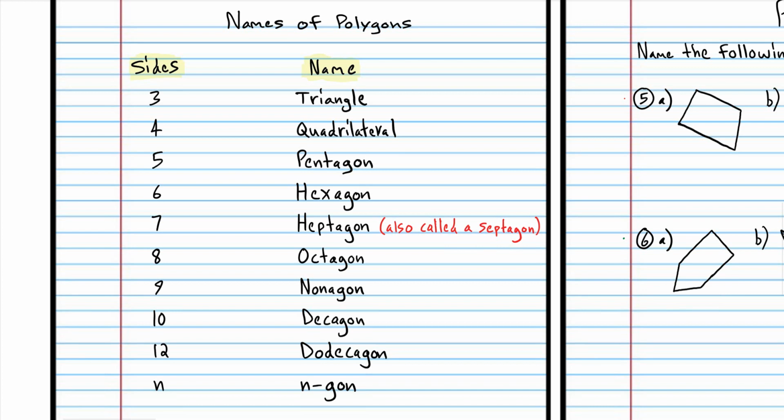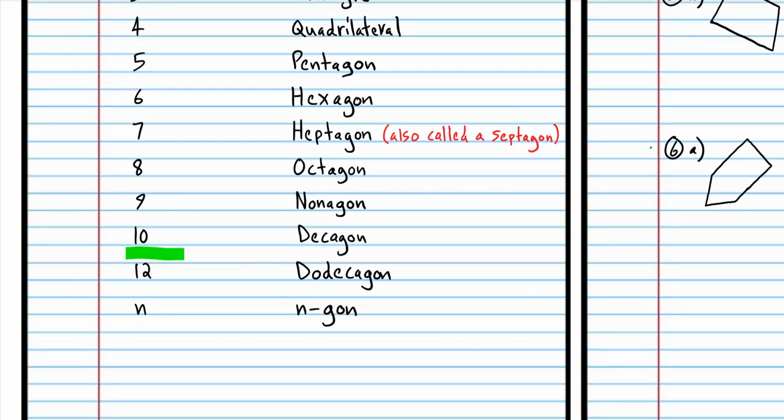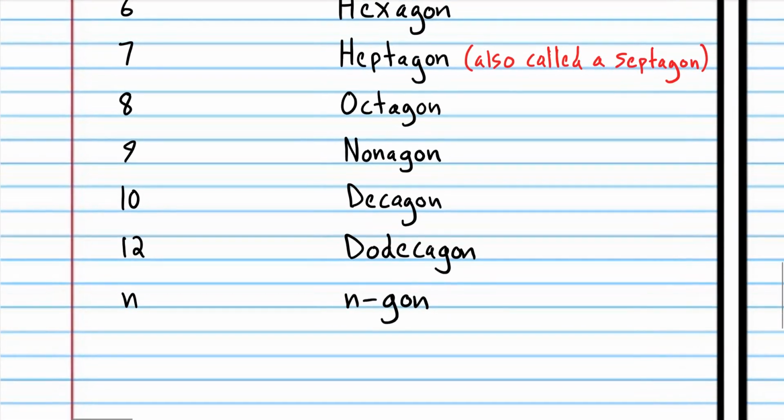You can see we have the names here. A polygon with 3 sides is called a triangle. A polygon with 4 sides is called a quadrilateral, and so on and so forth. Be aware that a 7-sided polygon can be called a heptagon, but it can also be called a septagon. And when you get to 11-sided polygons, there's no special name for 11 sides. We jump from 10 to 12. If it's an 11-sided polygon, you can just call it an 11gon.